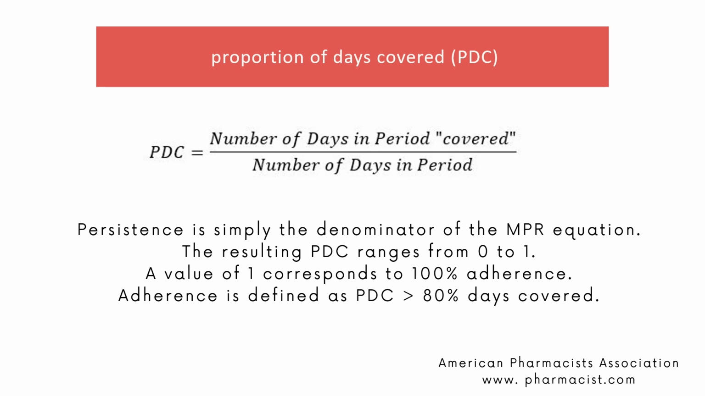Another equation here is proportion of days covered, PDC. It means the number of days in the period which is covered by the medication divided by the number of days in the period. This results in the PDC, which ranges between 0 to 1, and the value of 1 also corresponds to 100% adherence. Adherence is defined as PDC more than 80% of days covered.